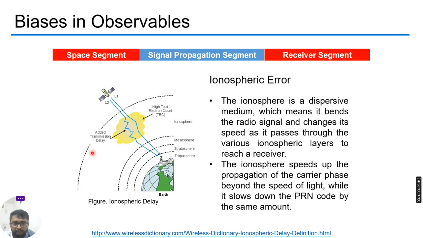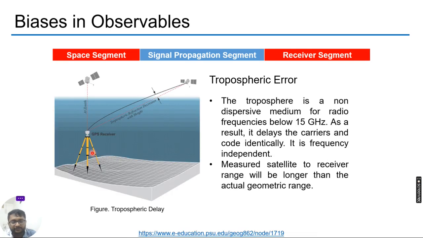So majorly it will speed up the propagation, but sometimes we see retardation of the signal as well. So it all depends on the total electron count which is available in the ionosphere.